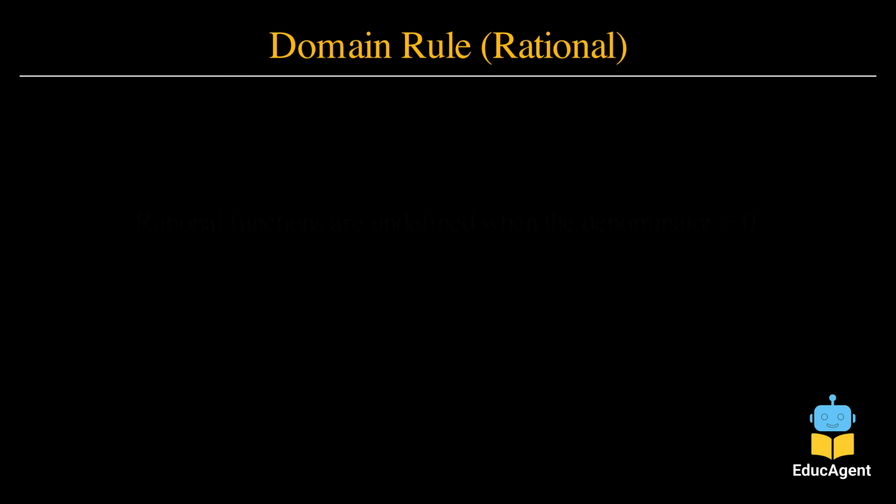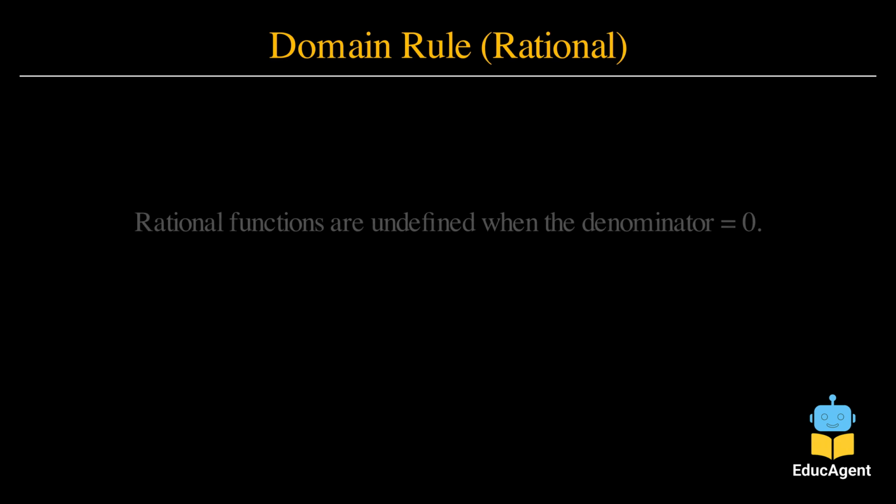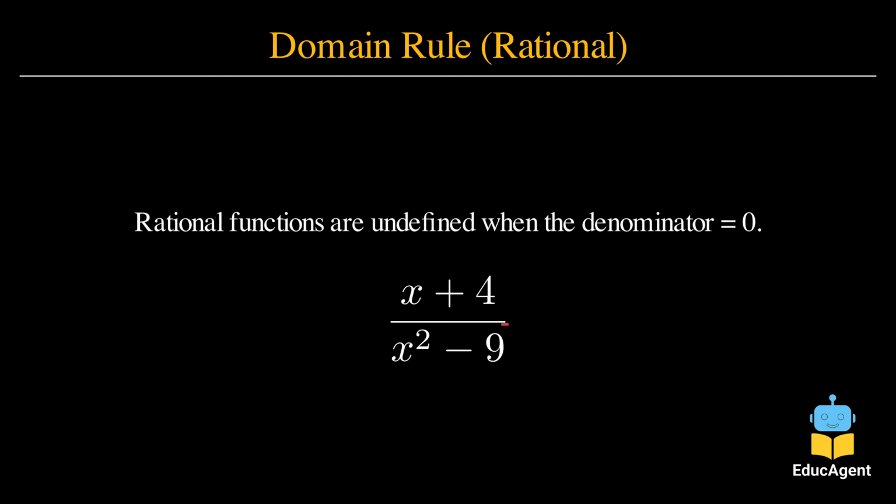For rational functions, the only problem happens when the denominator becomes 0, because division by 0 is not allowed. So we focus our attention on the denominator, x squared minus 9.